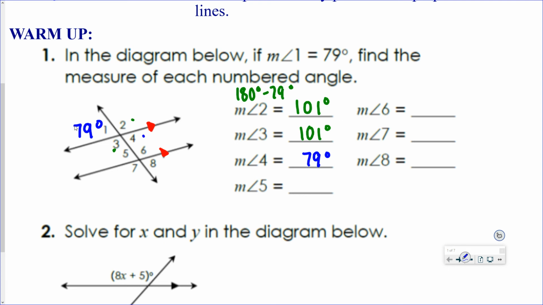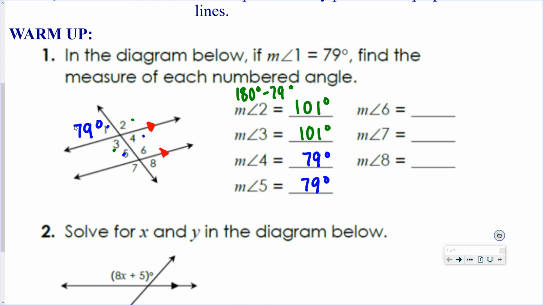Angle 5. Now, based on what's given to us, what's the relationship between 1 and 5? They're corresponding, which means they are what? Congruent, the same measure. So angle 5 is 79. Another way we could have figured this out, because we know angle 3 and 5 are consecutive interior, meaning they lie on the same side of the transversal, meaning they add up to 180. Okay?